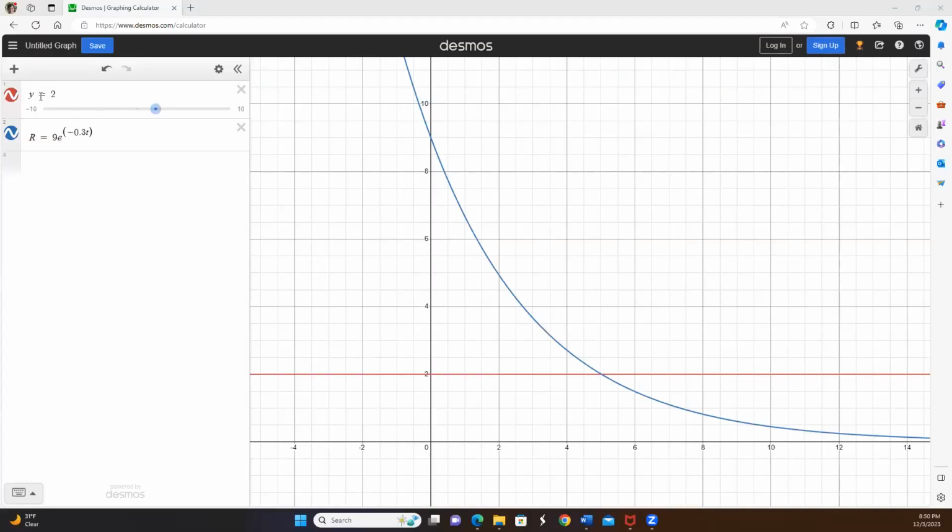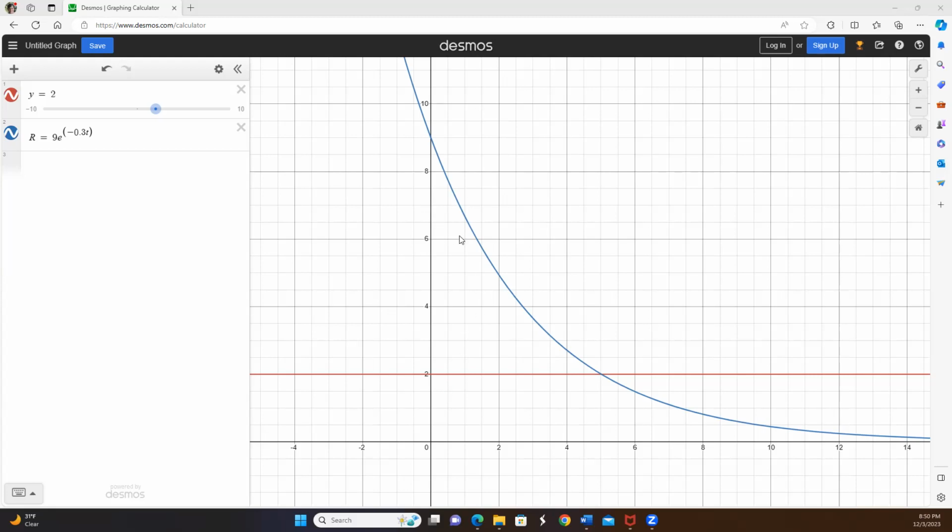I tried saying this is C equals 2, but it wouldn't graph it, so we have to go Y equals 2. And here's the graph of the revenue function. You can see our revenue function is a decreasing exponential function, so it's exponential decay. And Y equals 2 is this line here, 2. Now remember, the Y values here represent thousands of dollars, so that's like $2,000.